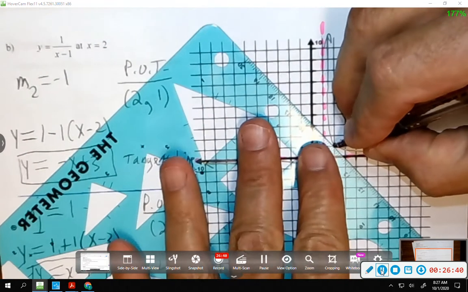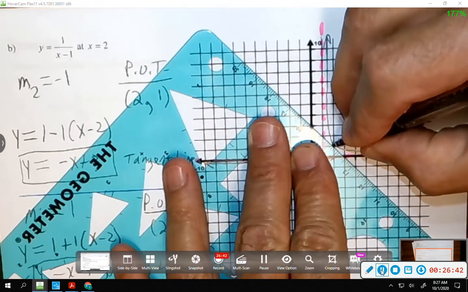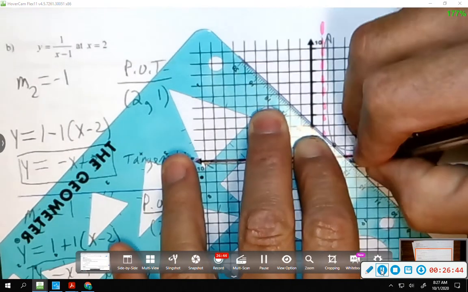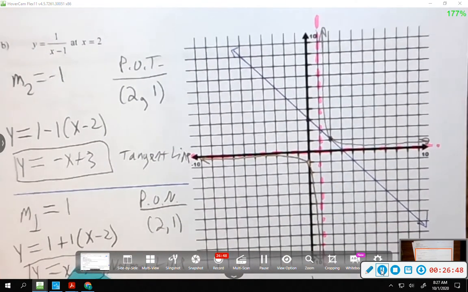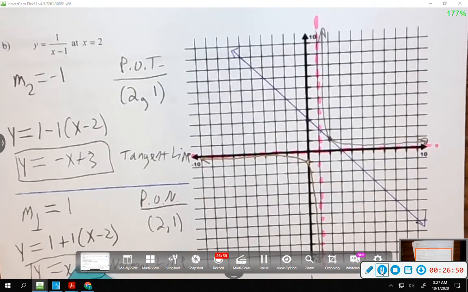Use a straight edge on these so that we have nice, accurate tangent lines. Okay? The rate of change of the curve is the same as the slope of the tangent line. They're one and the same.